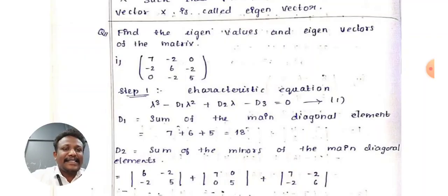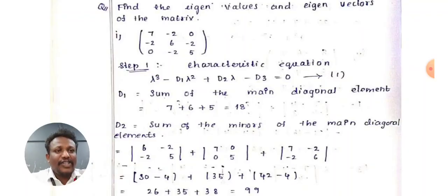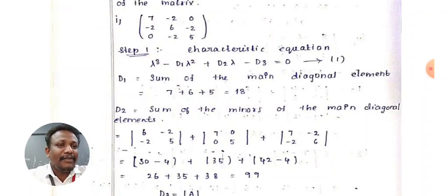We have already discussed how to find the characteristic equation for a 3 by 3 matrix. With the help of that concept, I am going to find the characteristic equation for this matrix. First, let us write the general formula: lambda cube minus d1 lambda square plus d2 lambda minus d3 is equal to 0. Now we find d1 first. What is the d1 formula? It is the sum of the main diagonal elements. The answer is 18.